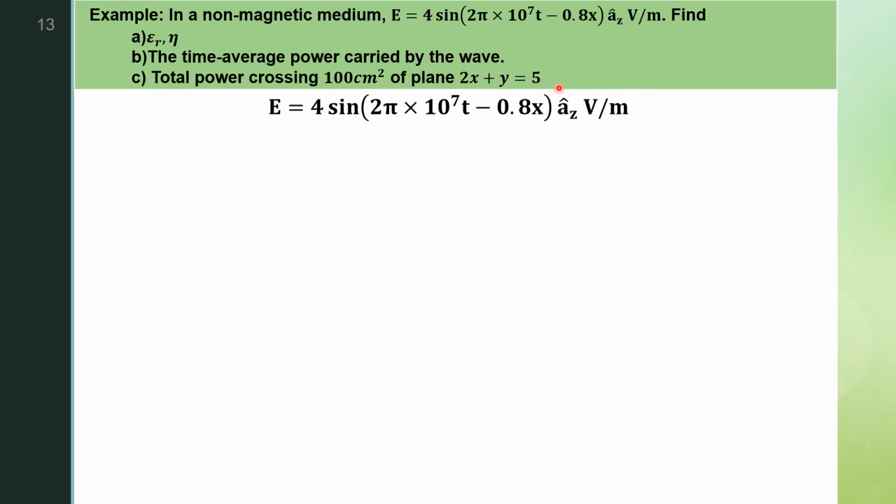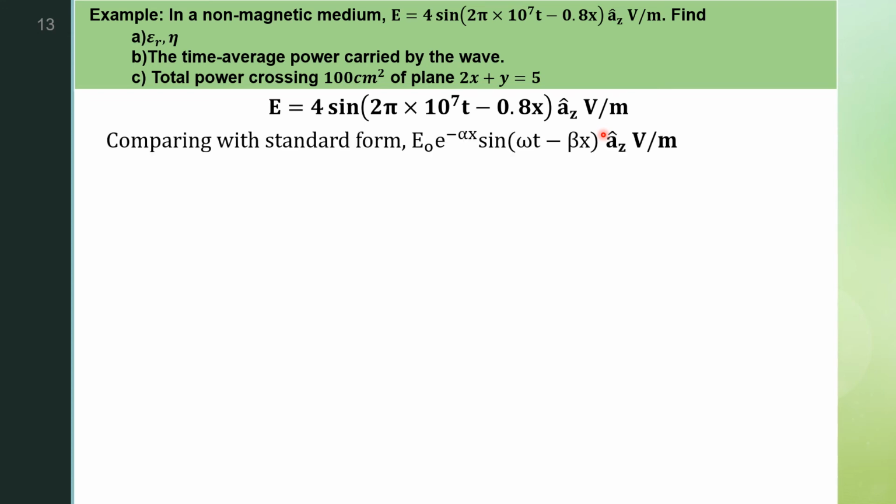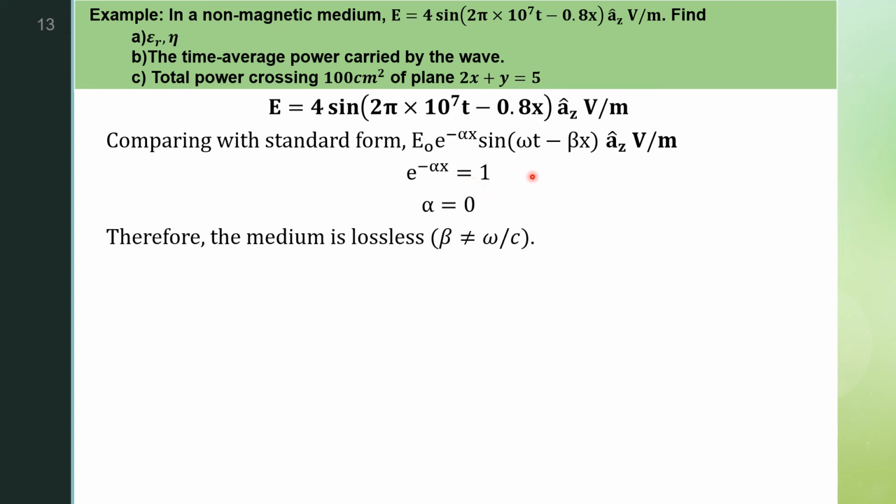In the question, what is given to us is the electric field, that is E is equal to 4 sin(2π×10^7 t − 0.8x) az cap volt per meter. So let's compare it with our standard form. It is E0 e raised to minus alpha x sin(omega t minus beta x) az cap volt per meter. So comparing with the standard form, we can understand e raised to minus alpha x is actually 1. What does it mean? Alpha is equal to 0. That means attenuation constant is 0.